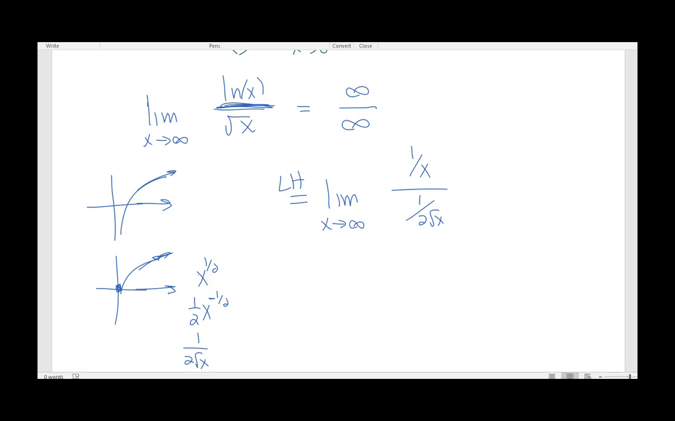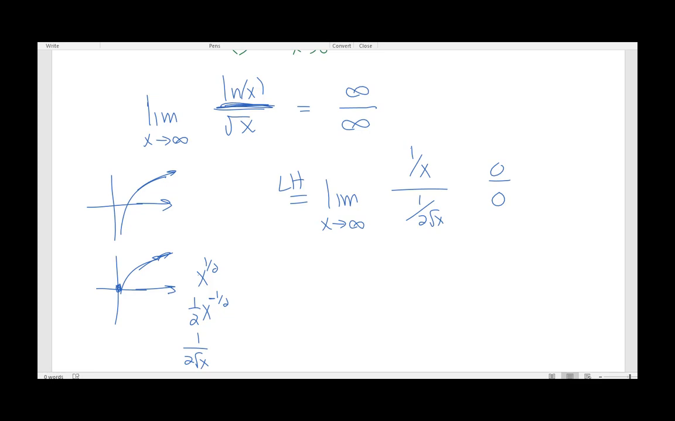All right, now if I go to plug infinity in, check out what happens here. In the numerator, I get 1 over infinity, which is 0. Right? 1 over infinity goes to 0. And in the denominator, I get the same thing. 1 over infinity goes to 0. So I have an indeterminate form, 0 over 0, and I should use L'Hopital's rule again.